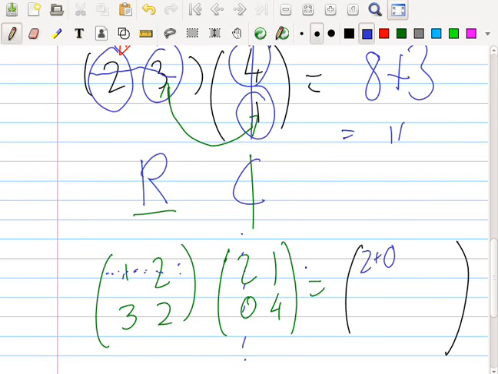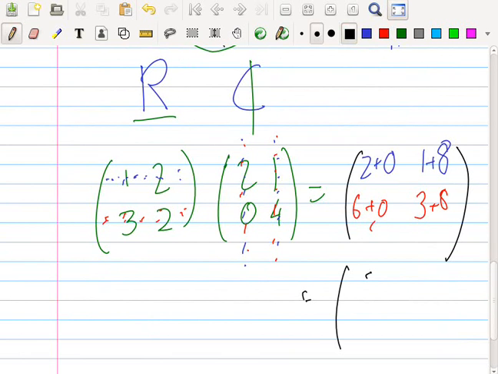Okay. Next one here. This row again, multiply this column. 1 times 1, 1. 2 times 4, 8. So here goes 1 plus 8. Now we go to the next row here. This one with this one. 3 times 2, 6. And then 2 times 0, 0. And then finally this row with this column. 3 times 1, 3. And then 2 times 4, 8. So you get as your answer 2, 9, 6, 11. And that's the answer then.